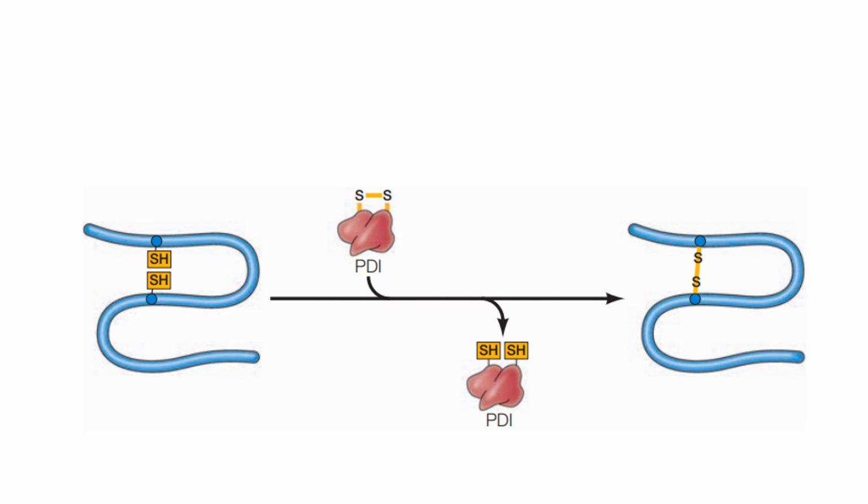Now how is the disulfide bond formed within the polypeptide chain? Disulfide bond formation is facilitated by an enzyme, protein disulfide isomerase, which is located in the ER lumen.